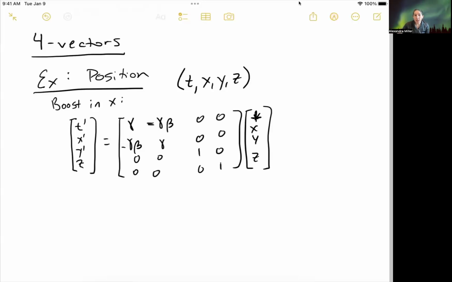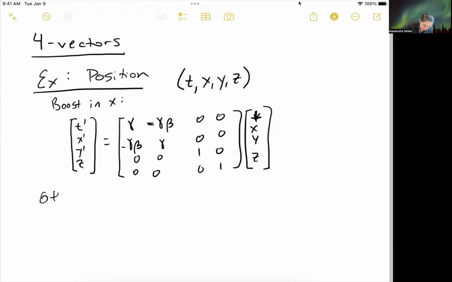And there are similar Lorentz transformation matrices for different types of coordinate transformations or different types of boosts to different frames of reference. And so this is really nice because we can immediately find what the new coordinates are of an event if we go into a different frame of reference. 4-vectors are going to be objects that transform in this same way.